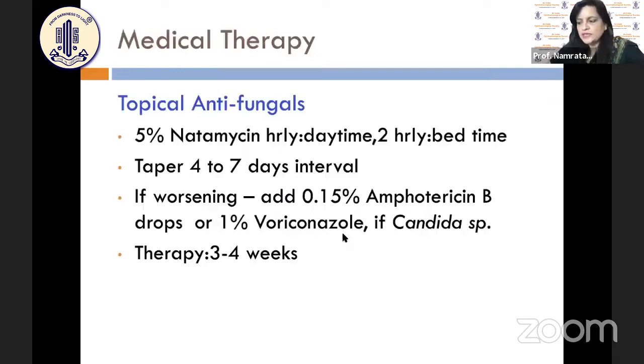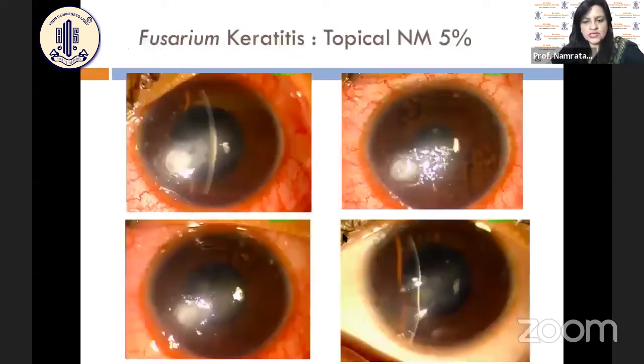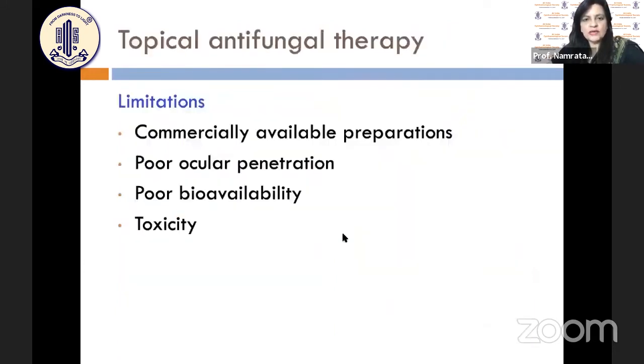So 5% natamycin is the drug of choice, hourly during the daytime, 2 hourly at bedtime, and round the clock for the initial 3 to 4 days. And you have to taper only. In fact, you have to decrease the dose after 4 to 7 days if it is responding. If it is not, then you have to add 1% voriconazole, and the therapy classically lasts for 3 to 4 weeks. And these are some of the cases of Fusarium keratitis on topical natamycin.